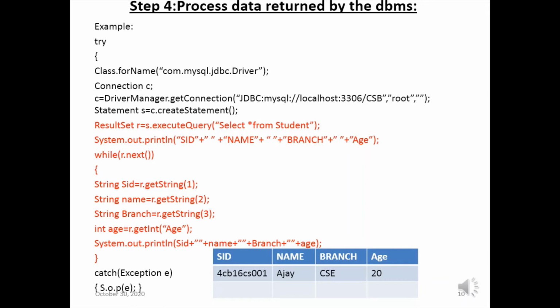Once the driver has been loaded successfully and the connection has been established successfully, after creating the query and executing the query, next we need to retrieve the data from the DBMS. In order to retrieve the data from the DBMS, we will make use of the ResultSet interface. The ResultSet interface consists of records. Each record contains a set of columns.